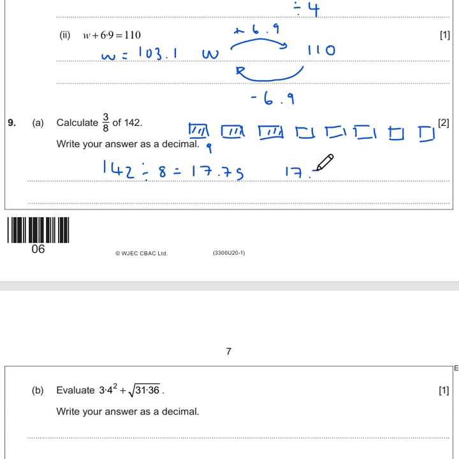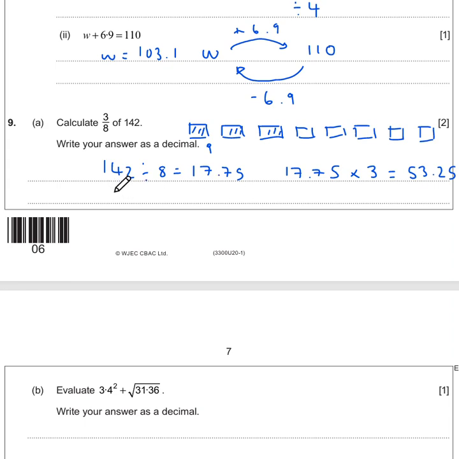So if we want 3/8, 17.75 times by 3. And that's going to give us 53.25. This method will work for non-calculator as well. So obviously, rather than using your calculator, you could do your bus stop to divide by 8, and then non-calculator methods to multiply by 3.